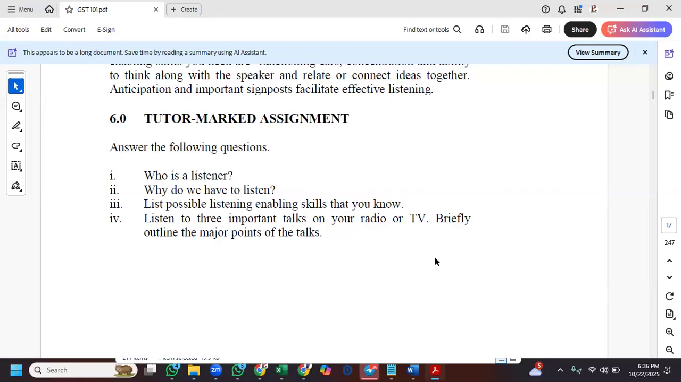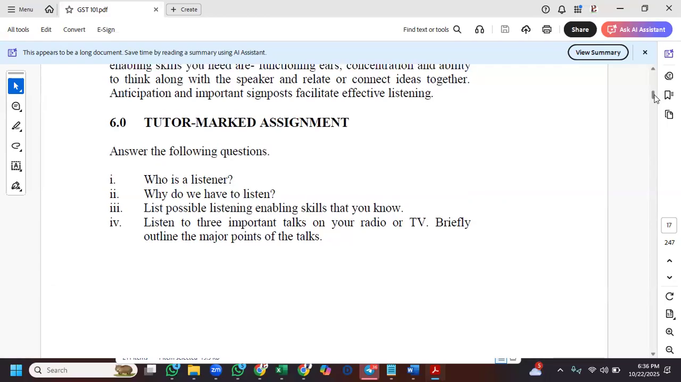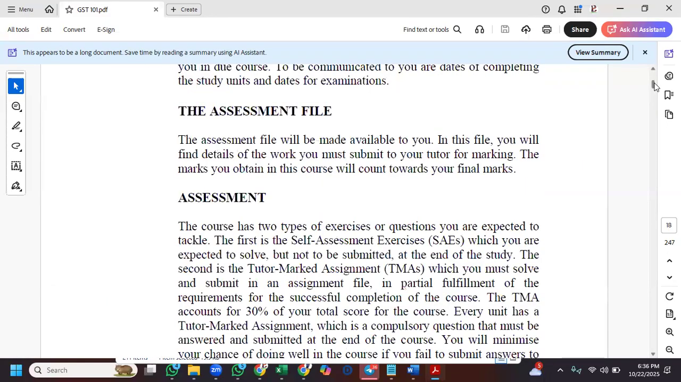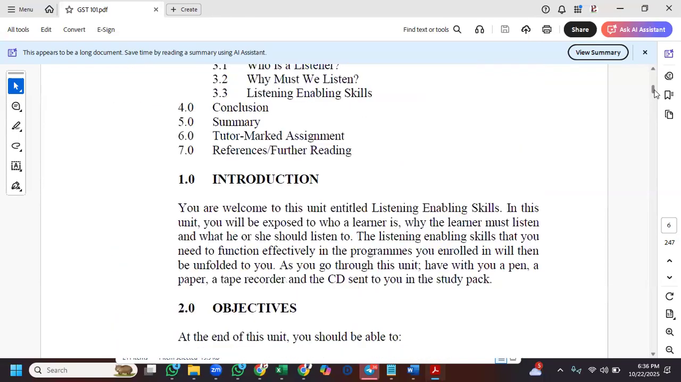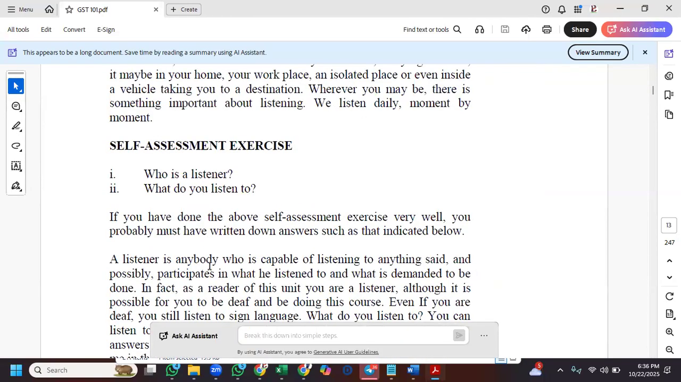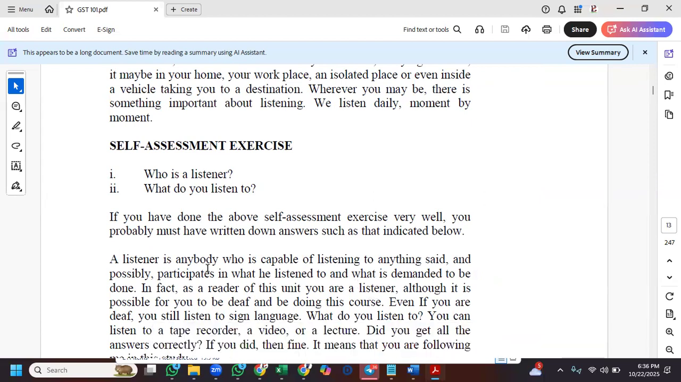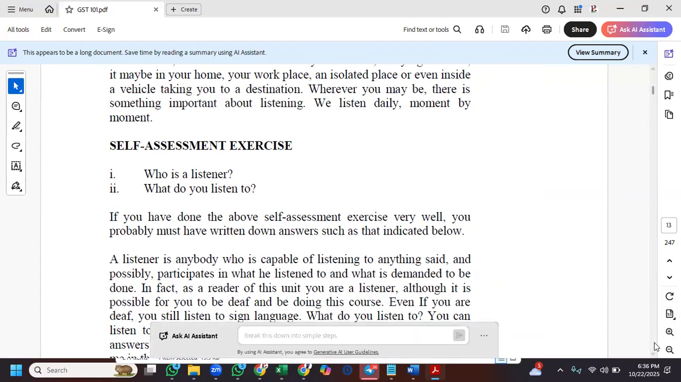What is the last thing? What is demanded to be done. Participate is the second thing. Yes, you are correct: participate in what you listen to and what is demanded to be done. So a listener is anybody who is capable of listening to anything said, comma, and possibly, comma, participate in what he listened to and what is demanded to be done. So that is number one.